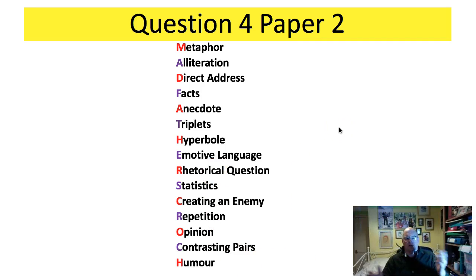What are they? I'll try and do them from memory. Metaphor, alliteration, direct address, facts, anecdote, triplets, humor, hyperbole, emotive language, rhetorical questions, statistics, creating an enemy, repetition, opinion, contrasting pairs, humor. Okay, and I get my students to learn that by heart, and then it becomes easy for them to start using them in question 5 and spotting them in questions 2, 3, and 4.